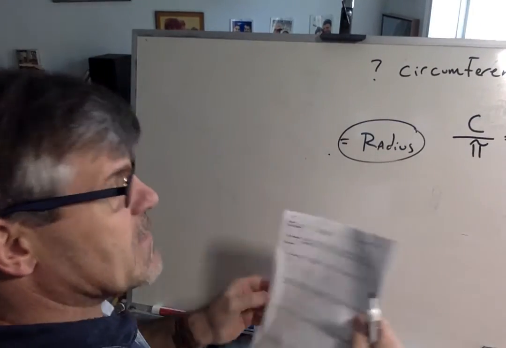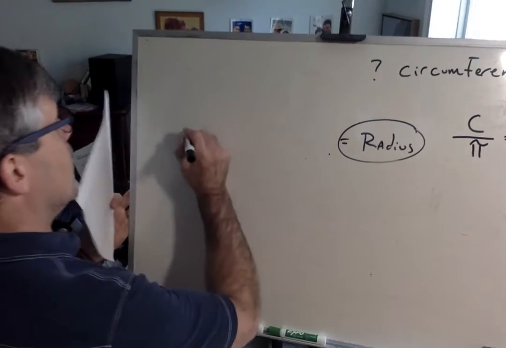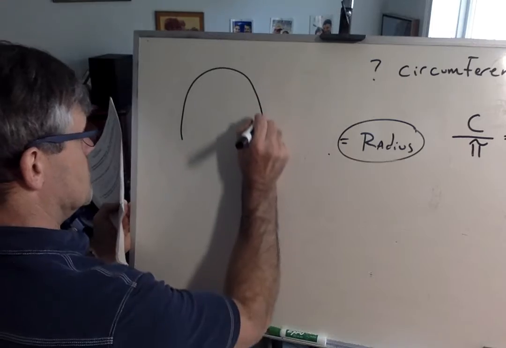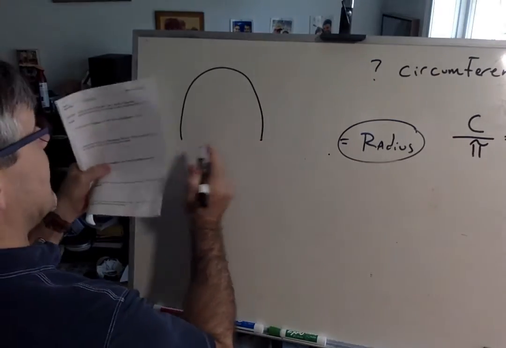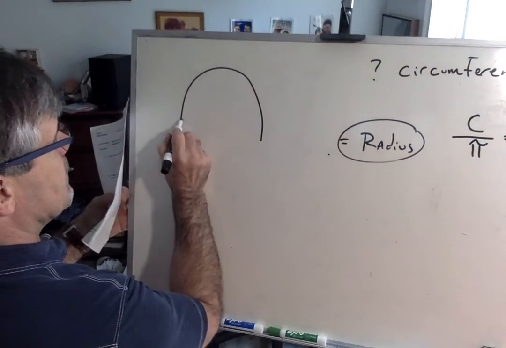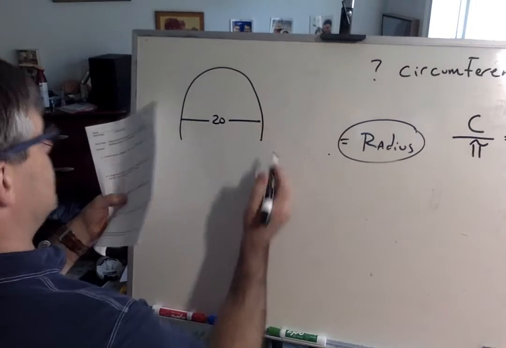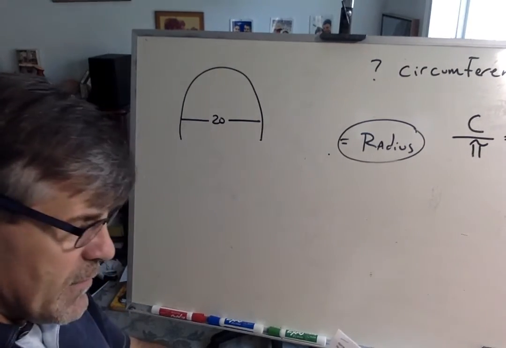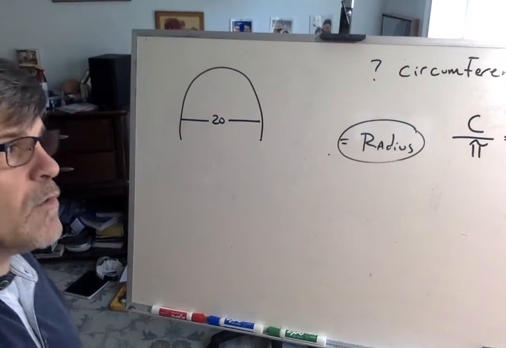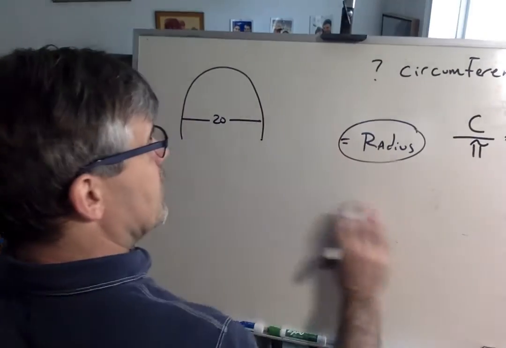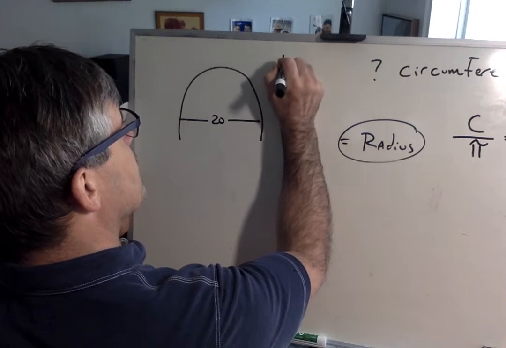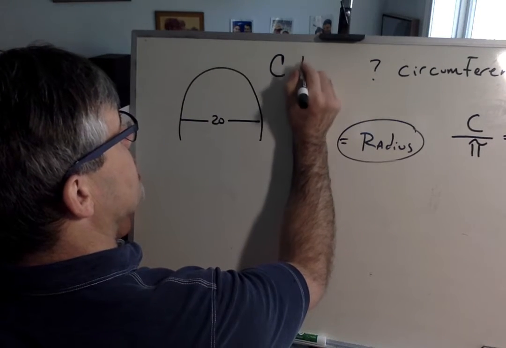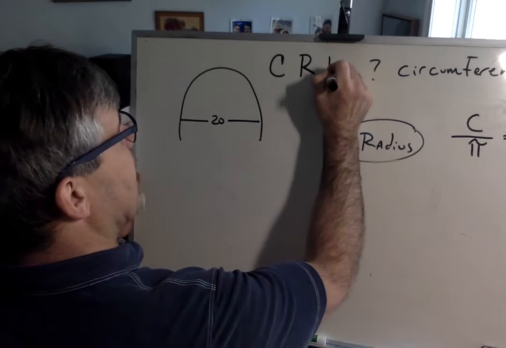A large round tunnel has a diameter of 20 feet. So it's basically a tunnel. Okay. And it has a diameter of 20 feet. What's the circumference of the tunnel? Okay. We know that the relationships, we have circumference, and we have radius, and we have diameter.